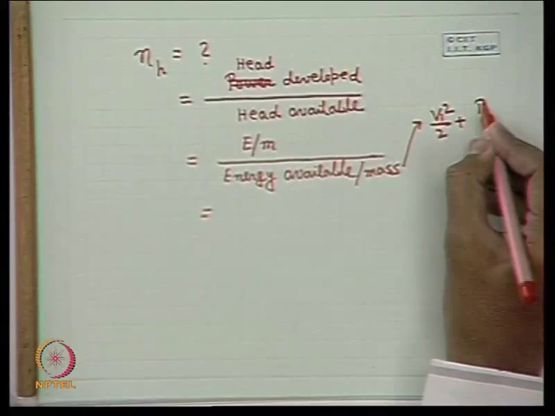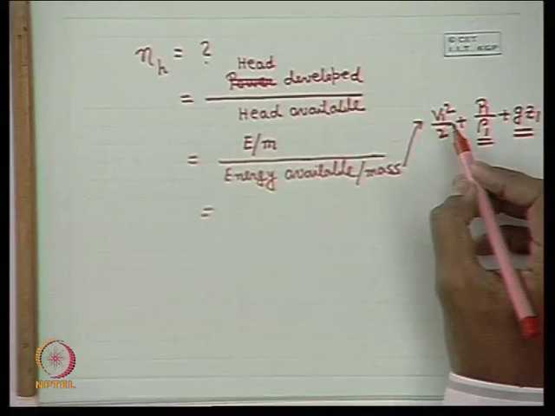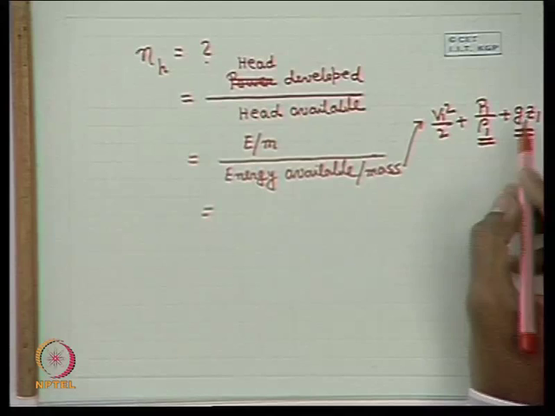and g Z1. So these two quantities were absent in case of the Pelton wheel. This is because the entire energy was in the form of kinetic energy. But here at the entrance to the runner, the pressure energy and the potential energy are there. So to find this, we have to write in this fashion.